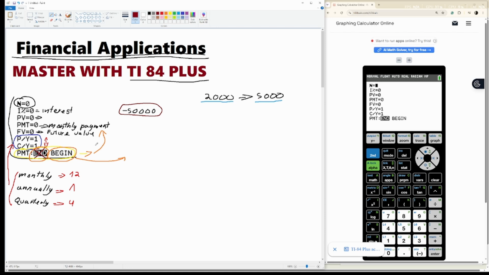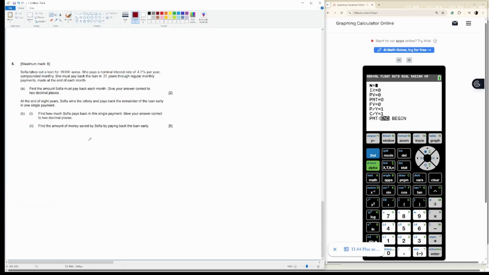So let's take a few examples as well. And I think this is one of the easiest topics overall in financial applications, because you're given all the data and everything you have to do is just play with your calculator and you will get the right answer. So let's go to an exam exercise as well.